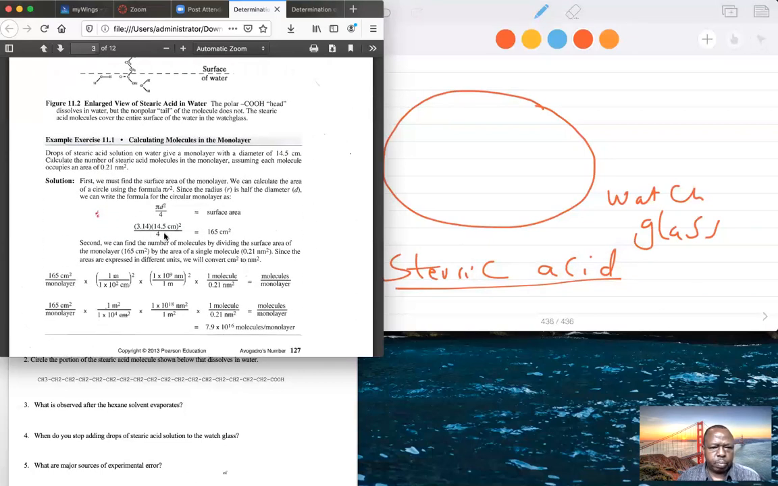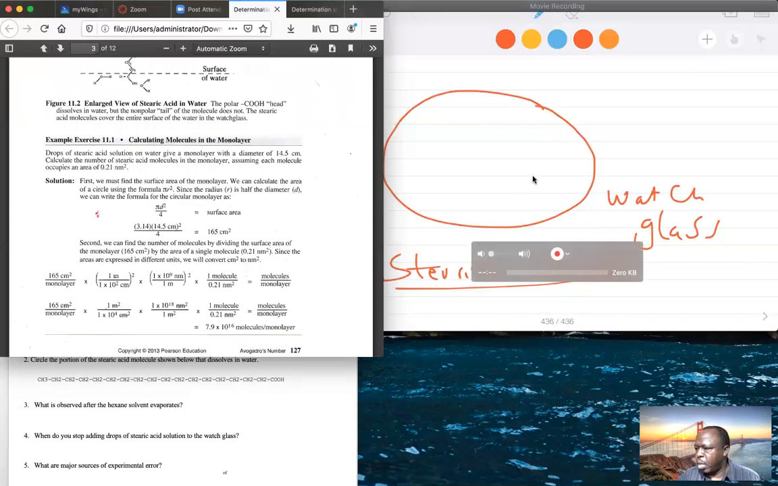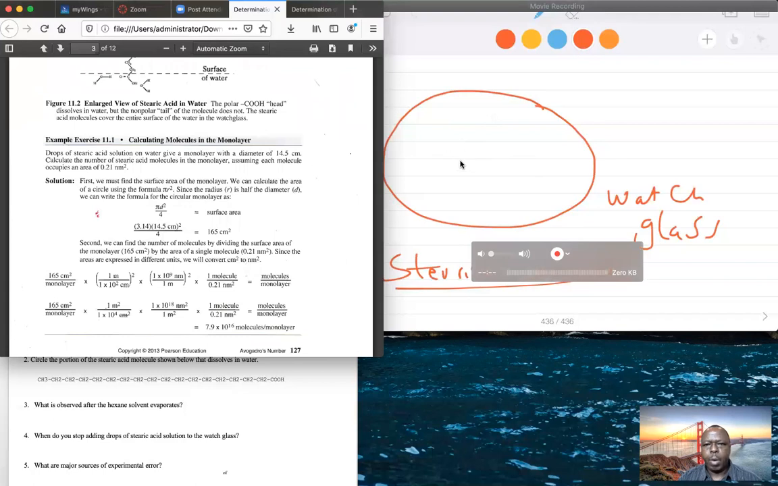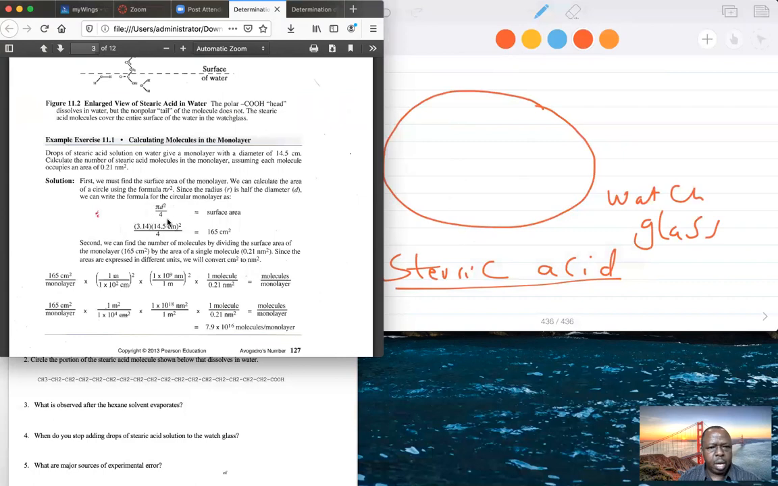Here is the equation. Assuming this is your experimental setup, using a dropper, you add 1 drop, 2 drops, 3 drops until you count how many drops you use to form a monolayer. We need to find the surface area of the monolayer using this equation. This document is on the module on determination of Avogadro number. I posted this last week, so if you are wondering where I am getting this handout or information, it is available online.